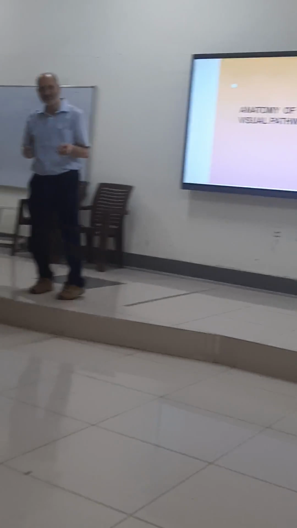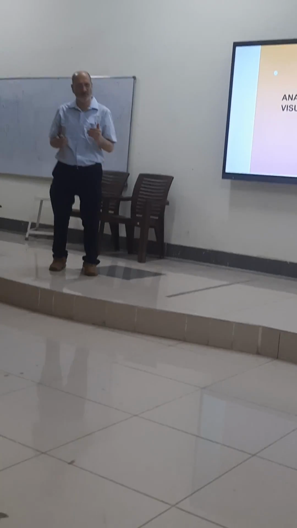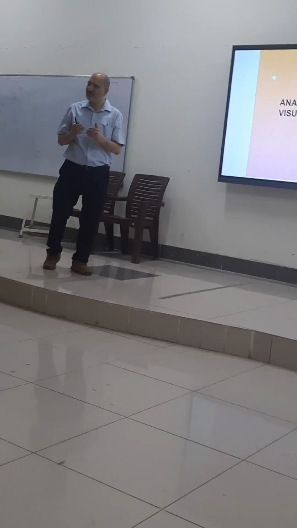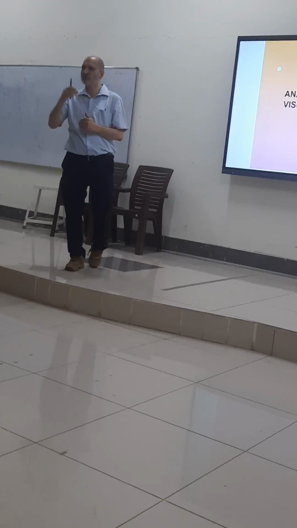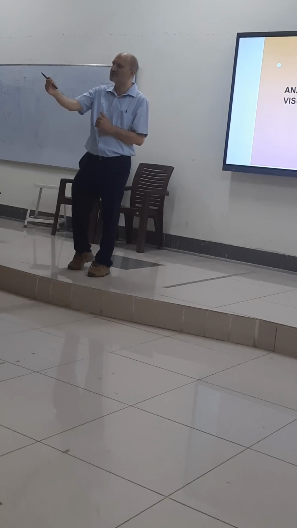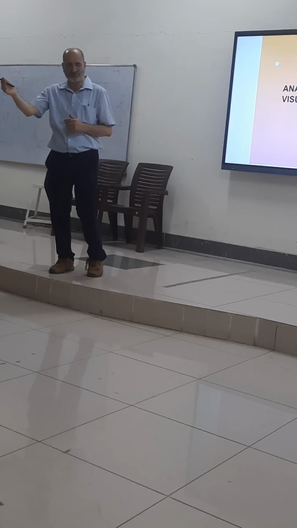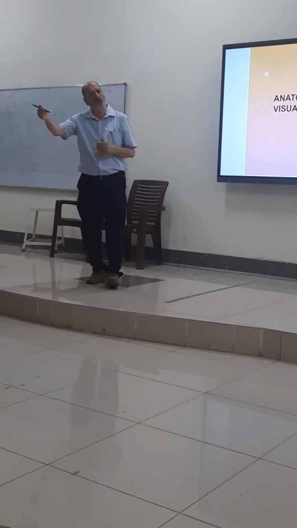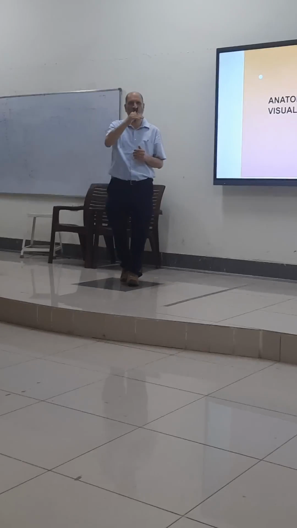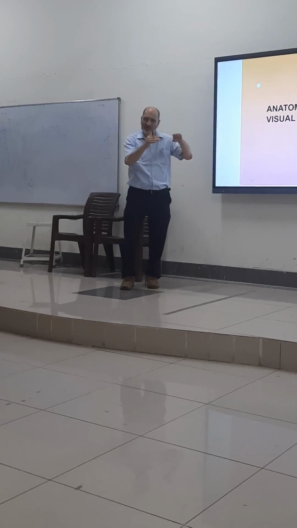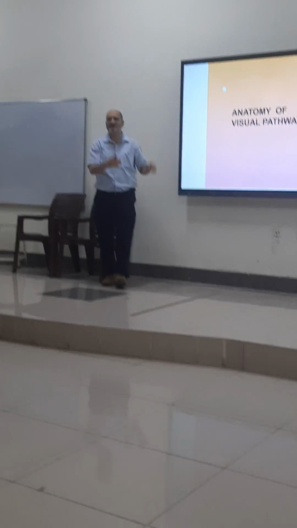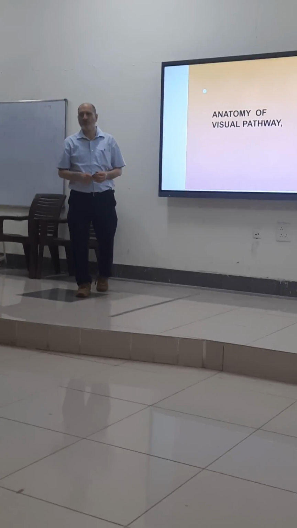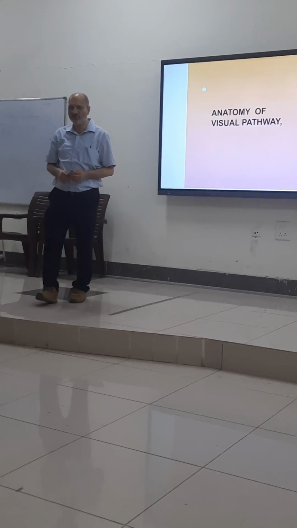So bipolar cells are first order neurons. Then from the bipolar cells, it will go to the ganglion cells. They are the second order neurons. From the ganglion cells, they have long axons, and they go to the optic nerve.